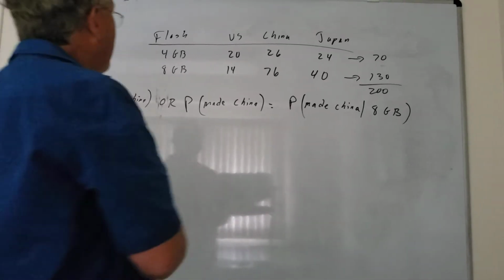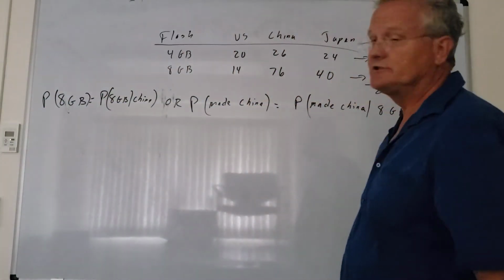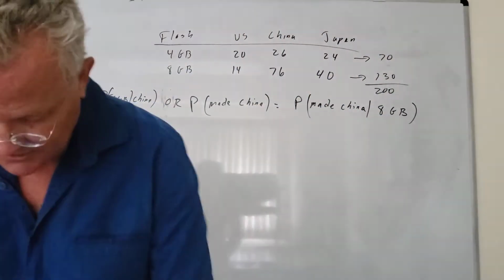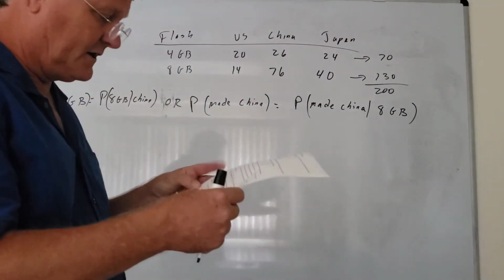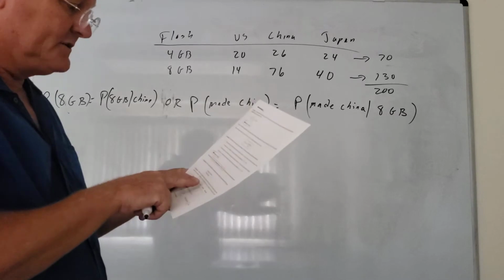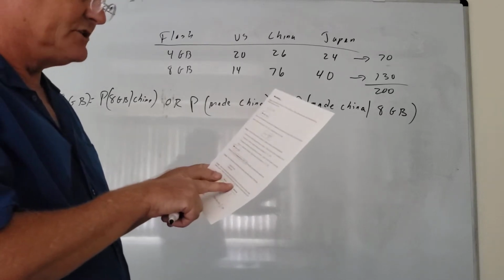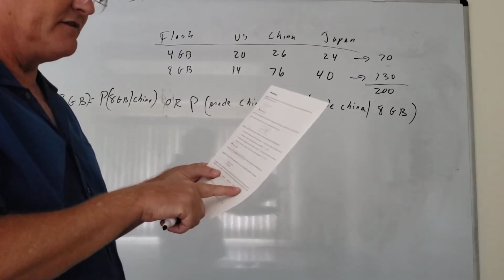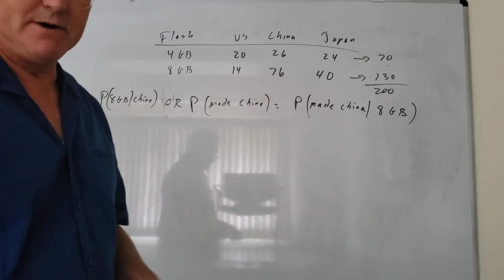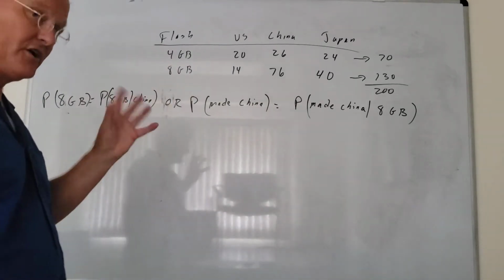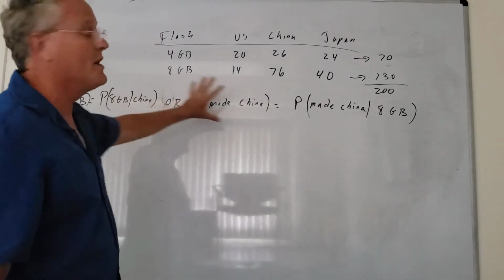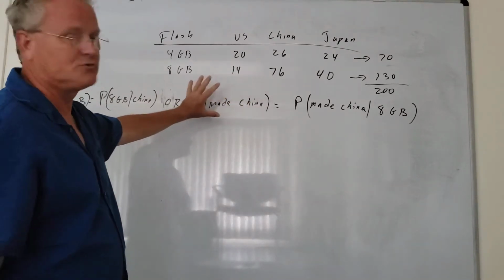Okay, so back to our flash drive example. The question is, is the event that the flash drive is made in China independent of the event that the flash drive is 8 gigabyte? In order to figure out if they're independent, we got to do one of two things. It doesn't matter which one.